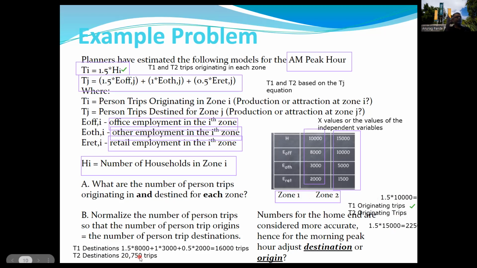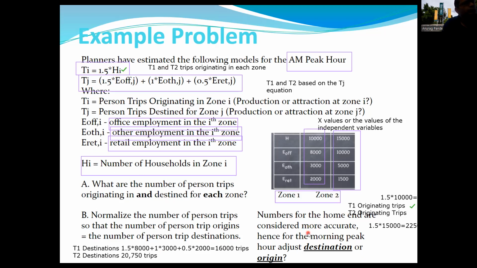That's not possible, because it should only be home to 15,000 trips. If it's a self-contained area, the trips going from zone 1 all end up in zone 2. Here we make an assumption: typically, the numbers for home ends are considered more accurate. Which equation do you think we will consider more accurate? This equation will be more accurate because it is based on household characteristics. So the number of home-end trips are considered more accurate.